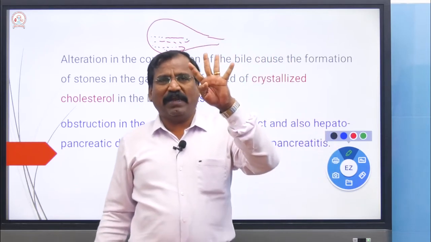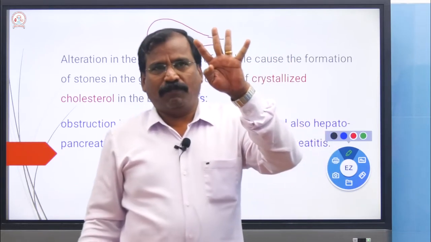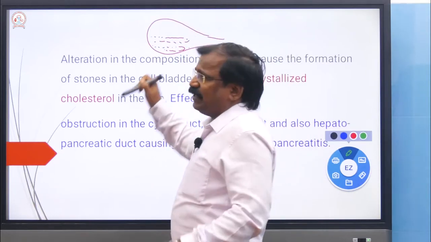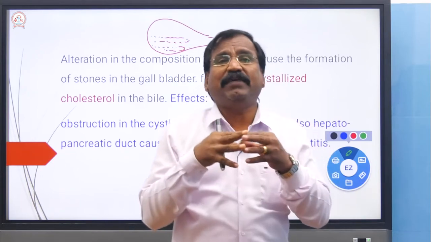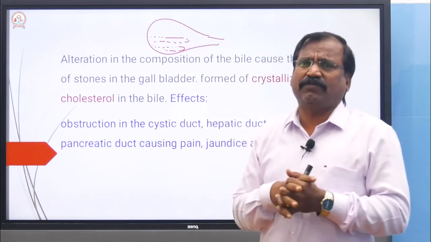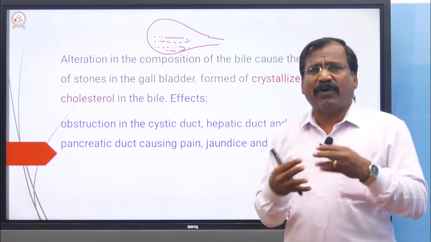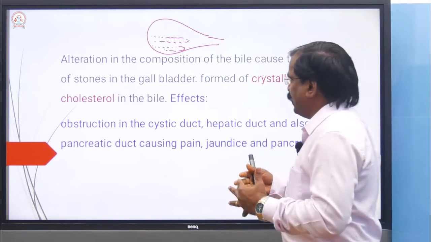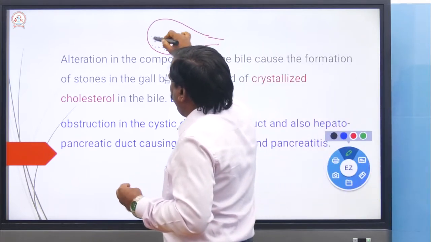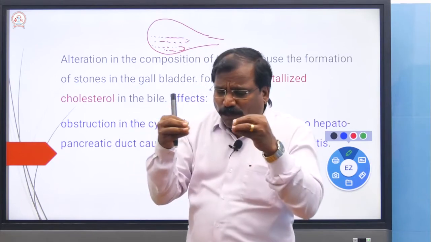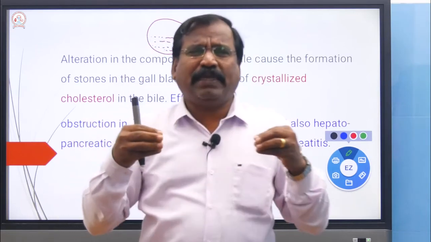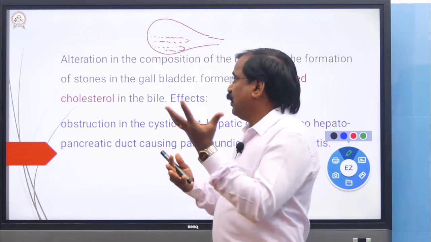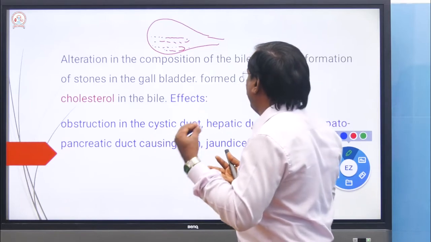So these are the components found in the bile juice. Suppose the composition is altered, maybe for a lot of reasons, some metabolic disorders or any toxic substances. Because of some reasons that composition of the bile is altered, so that liquid bile becomes precipitated. Then what will happen? It becomes solid. So that is called the gallstone.